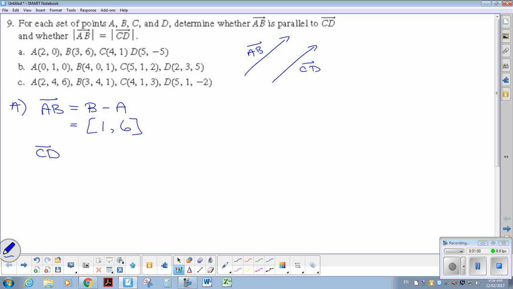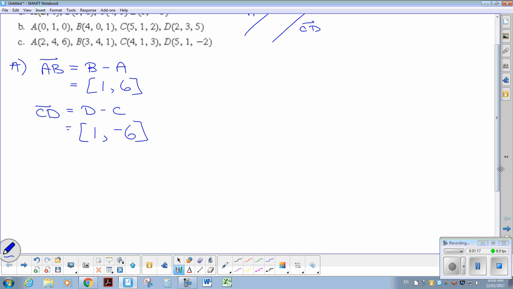Vector CD then is the point D minus C. So that will be 5 take away 4 is 1. Negative 5 take away 1 is negative 6. And now we make a comparison. What I'm trying to determine is, if AB is a multiple, let's use letter M for argument's sake, is it a multiple of CD?